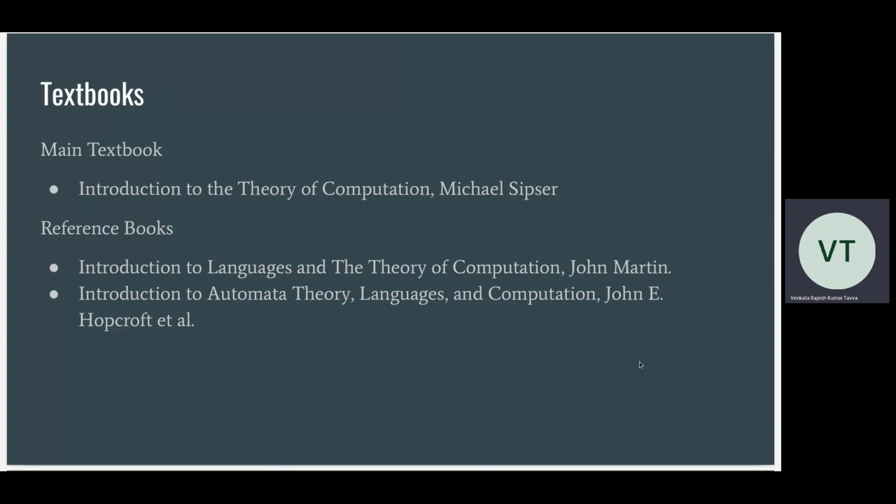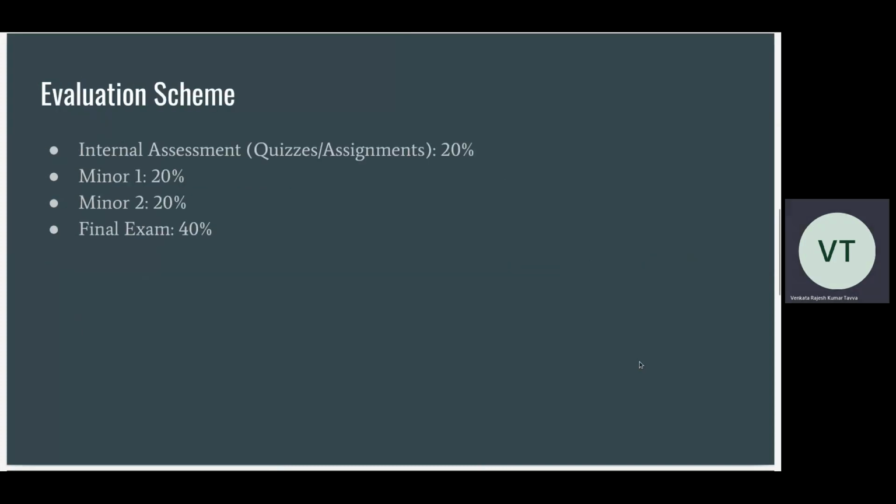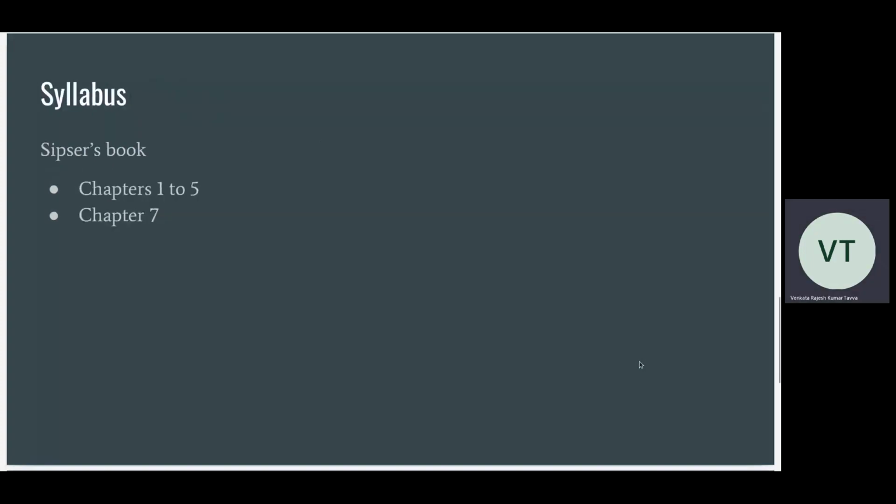So these are the main textbooks or reference books, and this is the evaluation scheme. Quizzes or assignments 20%, and then each minor exam 20%, and the final exam 40%. Okay. So this will be the syllabus.